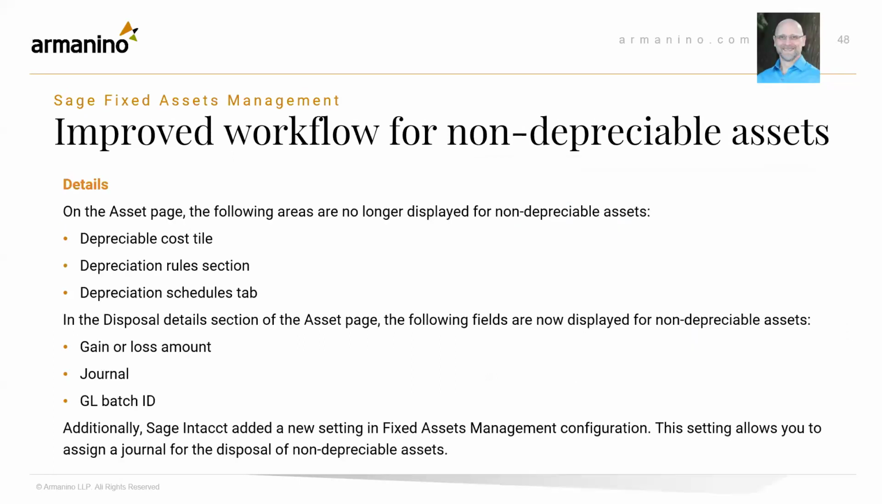On the assets page, the following areas are no longer displayed for non-depreciable assets. So don't worry, they're still displayed for your standard depreciable assets. So the depreciable cost tile, depreciable rules section, and depreciable schedules tab are no longer displayed on non-depreciable assets. In the disposal details section of the asset page, the following fields are now displayed for non-depreciable assets: gain or loss amount, the journal, and the GL batch ID.